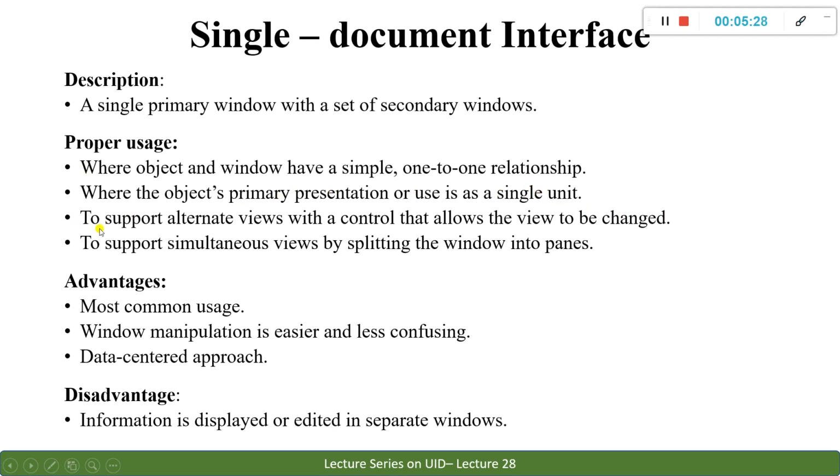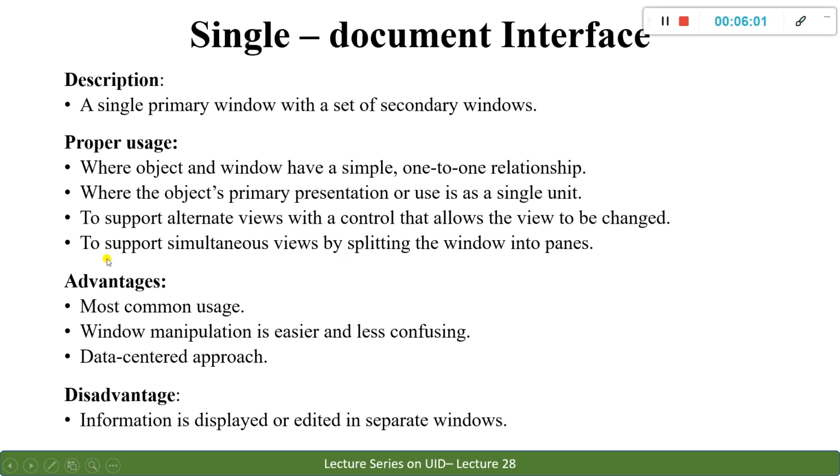Third thing is that you need to support alternative views with a control that allows the view to be changed. So you want to change the views and all, it should allow you, like you want descriptions. For example, whenever you are opening folders, you right click and you change the view. Sometimes it is giving you descriptions, sometimes you select it as a large document or something. So you're capable of changing that so that you can compare what is there in the objects. You want to compare with the objects, that time you can utilize this one.